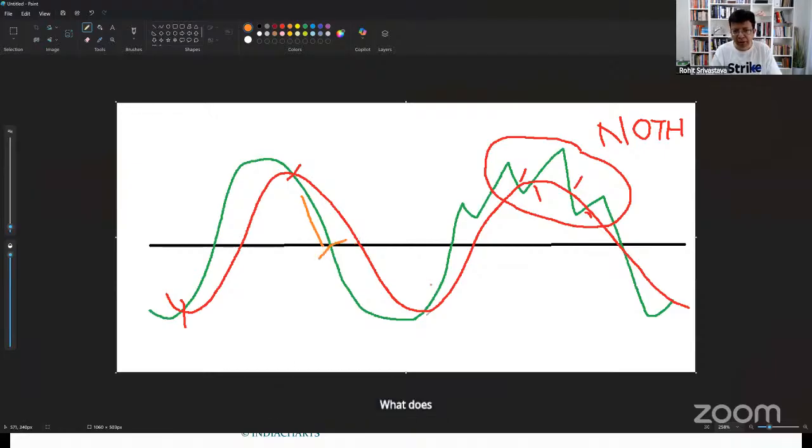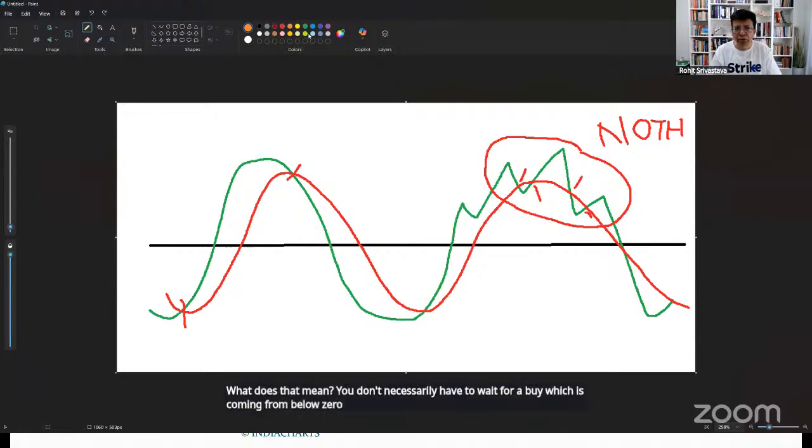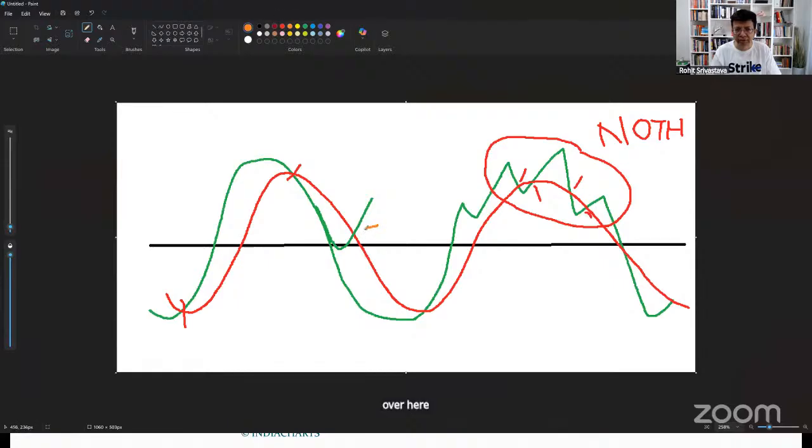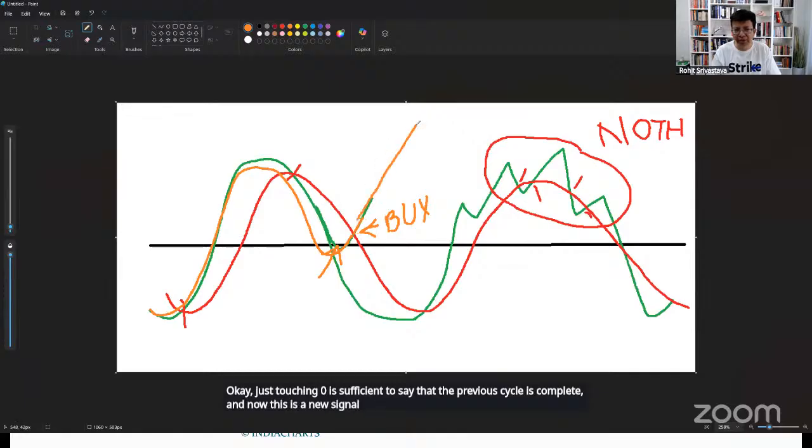What does that mean? You don't necessarily have to wait for a buy which is coming from below zero. You can also be in a situation where the green line goes down, touches zero, turns up, and you get a bullish crossover over here itself. Is this a reliable buy signal? The answer is yes. It is reliable because the green indicator touched zero. Just touching zero is sufficient to say that the previous cycle is complete and now this is a new signal and a new cycle that will go on.